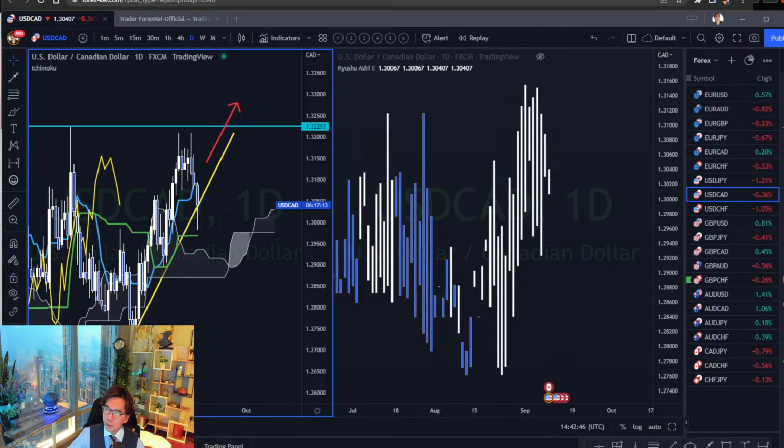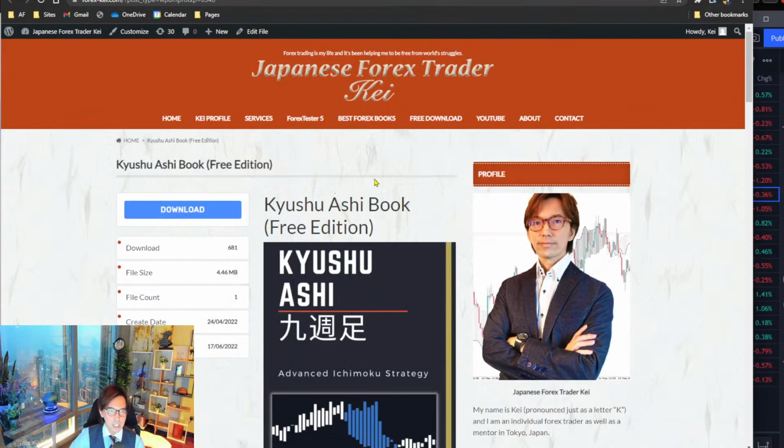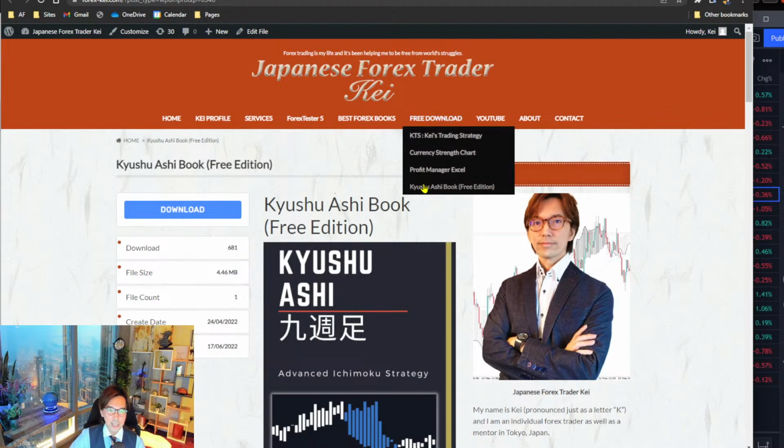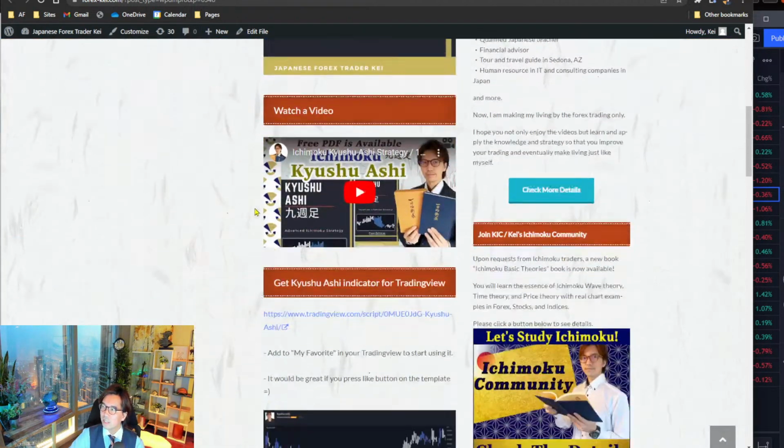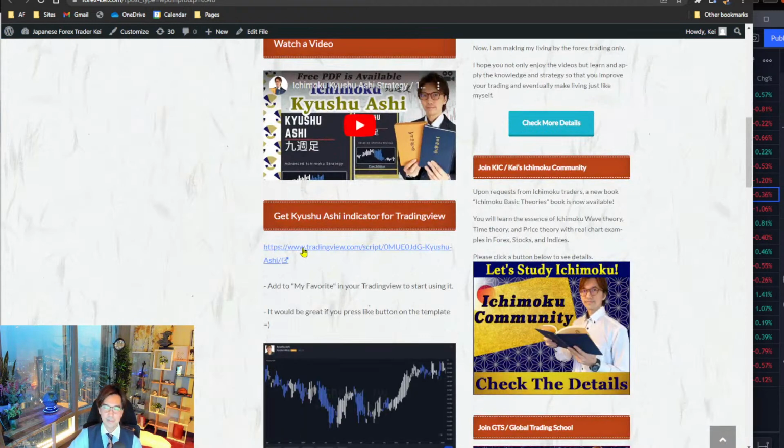There are a couple of Kyushu Ashi candle indicators in TradingView, but I checked them and the displacement and the calculations were a bit off. And that's why I created my own, and it is available on this web page. Again, hover over free download and Kyushu Ashi book, and you can find the PDF download for free and also the Kyushu Ashi indicator down here.